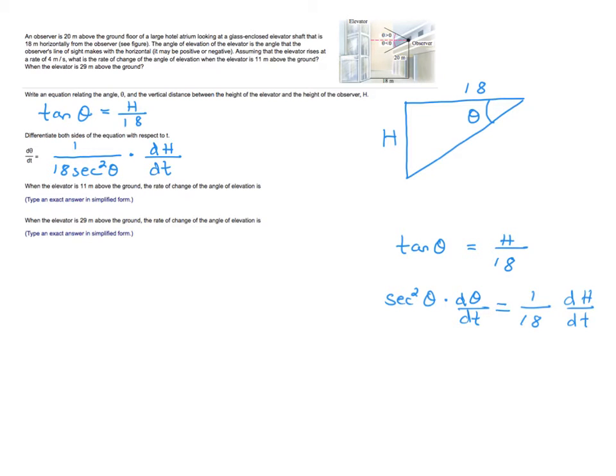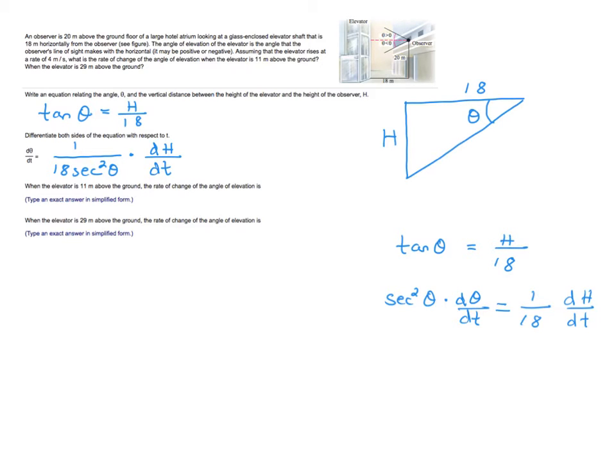Okay, we're on to the part where we can now determine the rate at which theta is changing when the elevator is 11 meters above the ground. To do this, I need to know dh dt. That comes from here. We're told the rate at which the elevator is rising, so dh dt is going to come from this 4 meters per second.